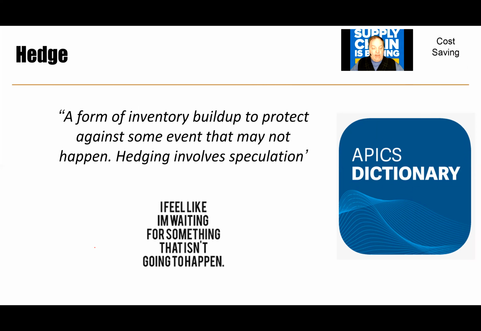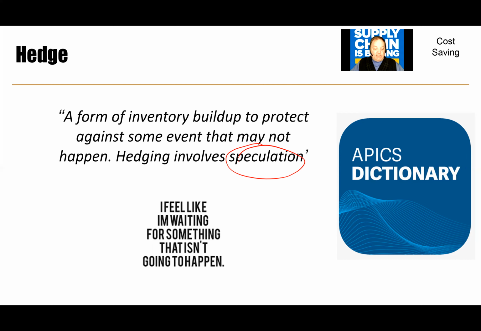Hedging is similar to anticipation inventory, but has more of a financial component and is typically less certain to occur. The function is to manage cost of future inventory and/or create a competitive advantage. The driver is the advanced acquisition of inventory to support a company's business strategy. The APICS dictionary defines hedge inventory as a form of inventory buildup to protect against some event that may not happen. Hedging involves speculation, so the probability is less than what you might expect from anticipation inventory.